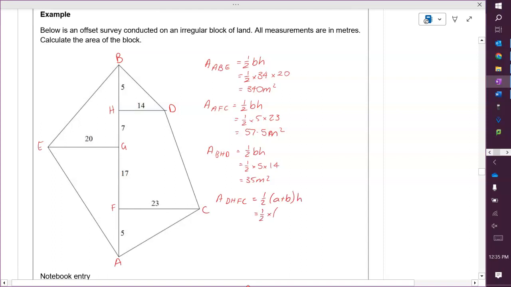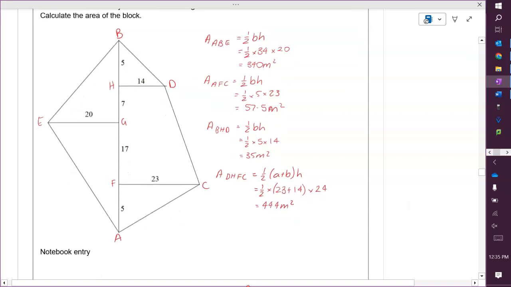So a half times A and B are the 2 parallel sides, so 14 and 23. And the height, I just need to add these 2 here together. So that's going to give us 24. And working that out gives us 444 metres squared.